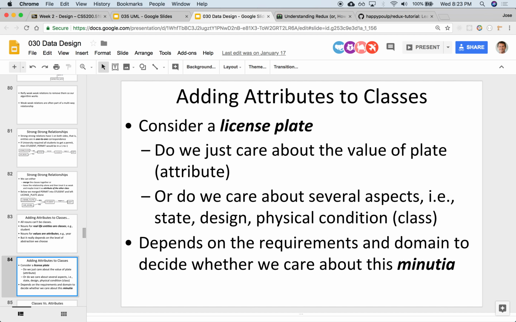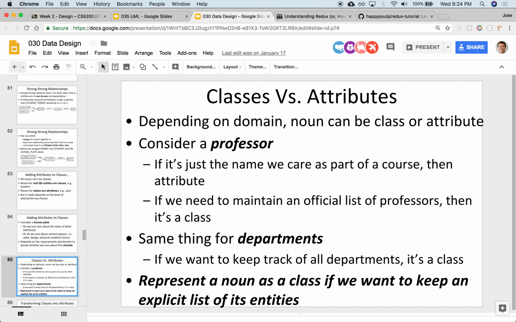Also, how granular you want to be in capturing the information about the permit. Is it enough to capture the color of the car, the make and model of the car, the license plate? How granular you want to be. For instance, with the professor, we decided it was enough to capture it as an attribute of the section as opposed to a whole class. We're just going to capture the username of the professor, and that's enough.